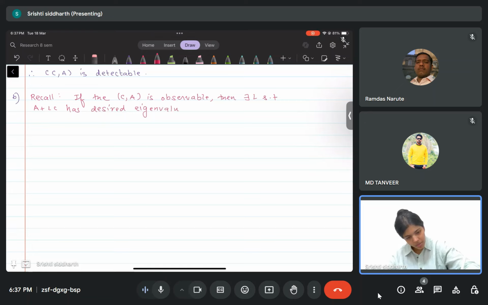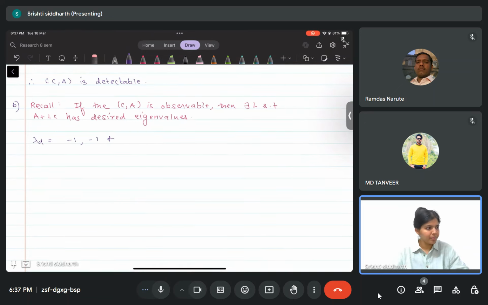So since we want the matrix to be Hurwitz, we can specify the eigenvalues at some, let's say, lambda d is -1, or anywhere on the left half plane. So we just want the matrix A plus LC to be Hurwitz. We can also choose this to be something else as long as it is in the left half plane. Okay. So we'll first have to check whether the pair CA is observable or not. So the observability matrix is, I'm going to write this down directly.